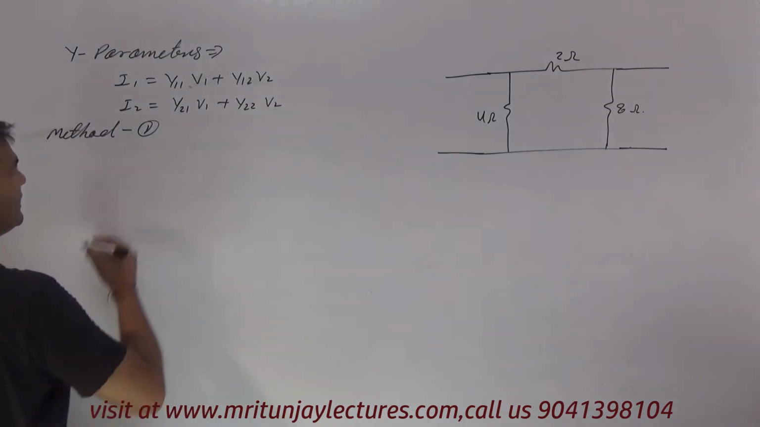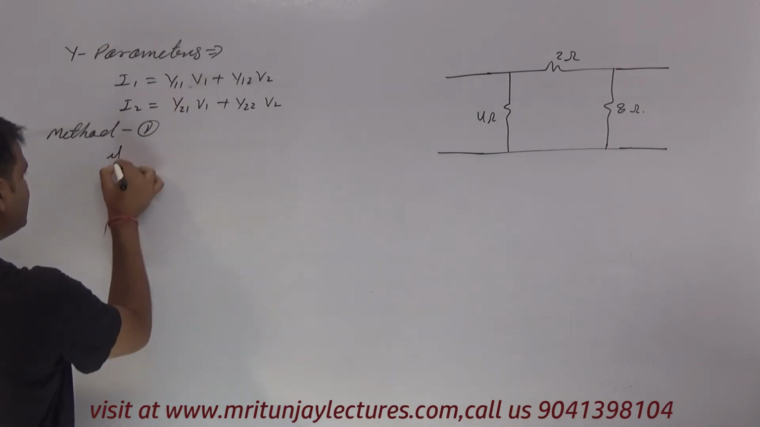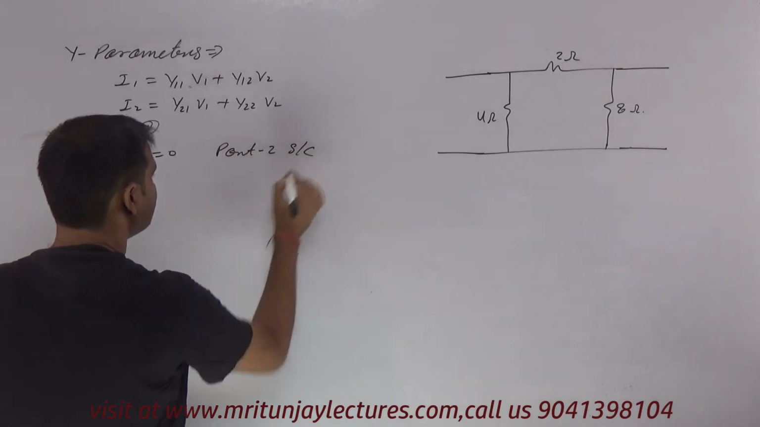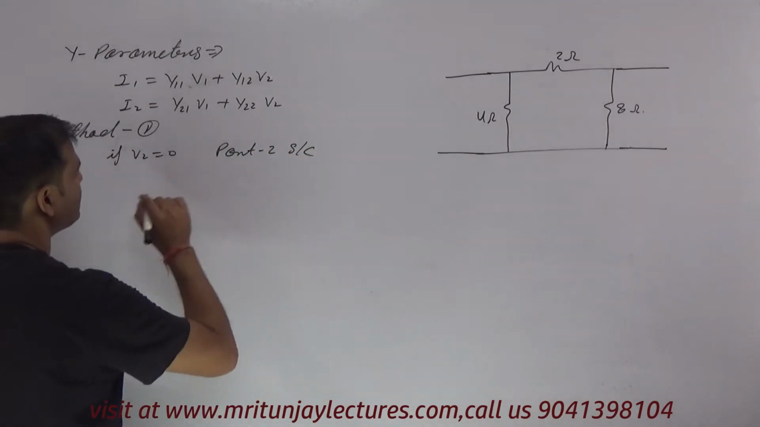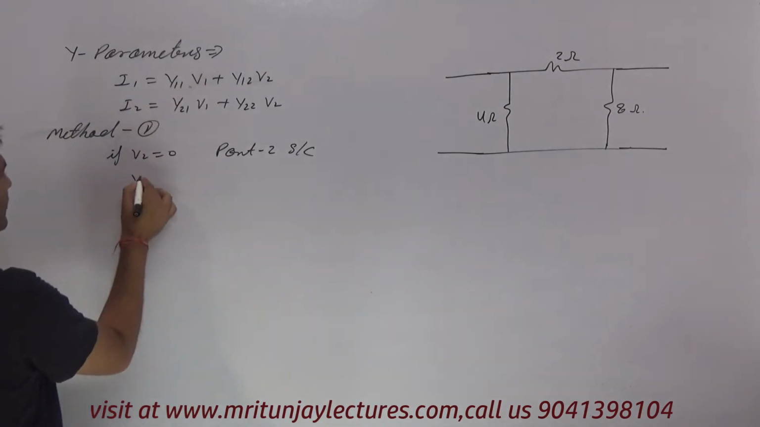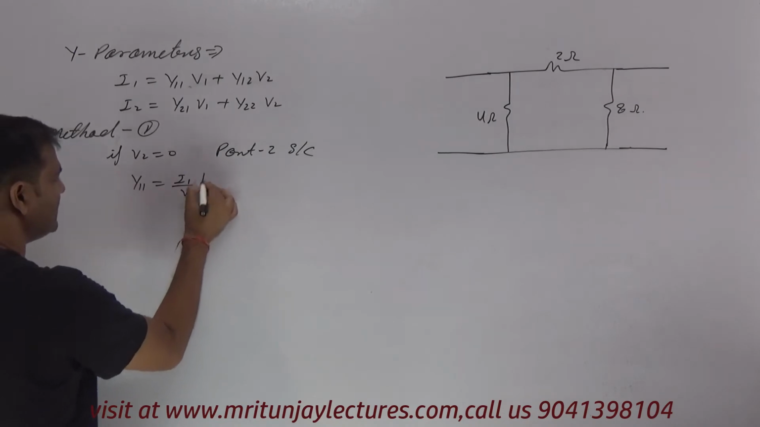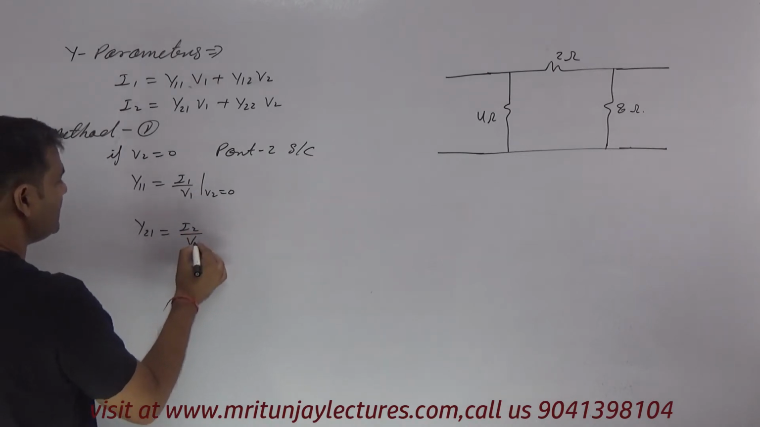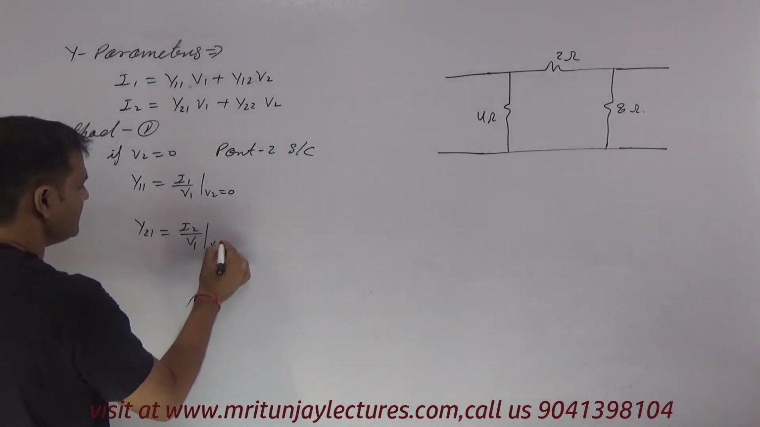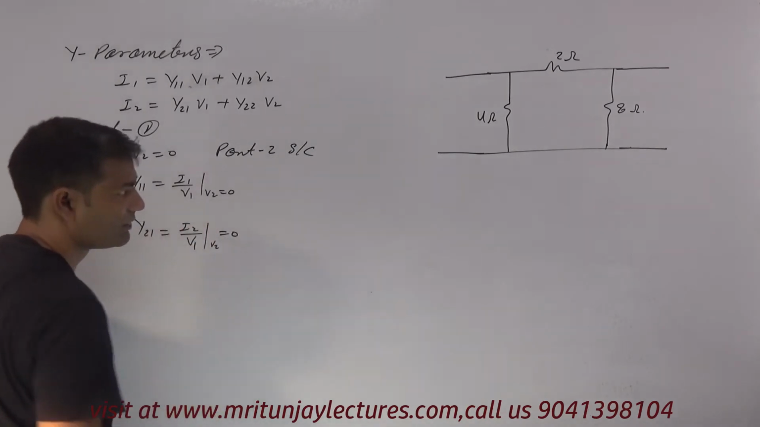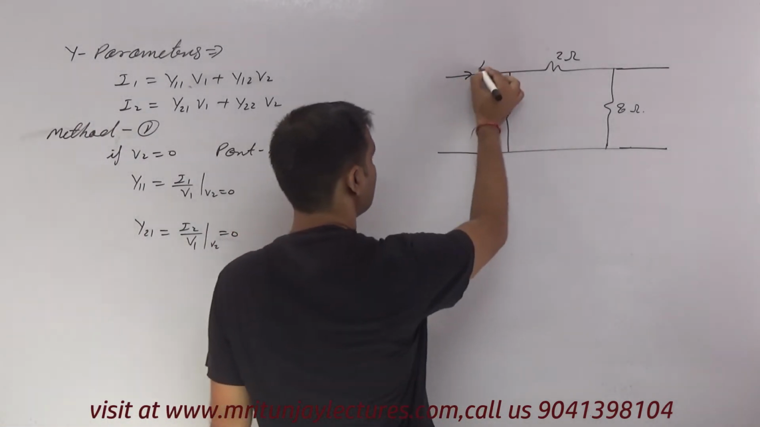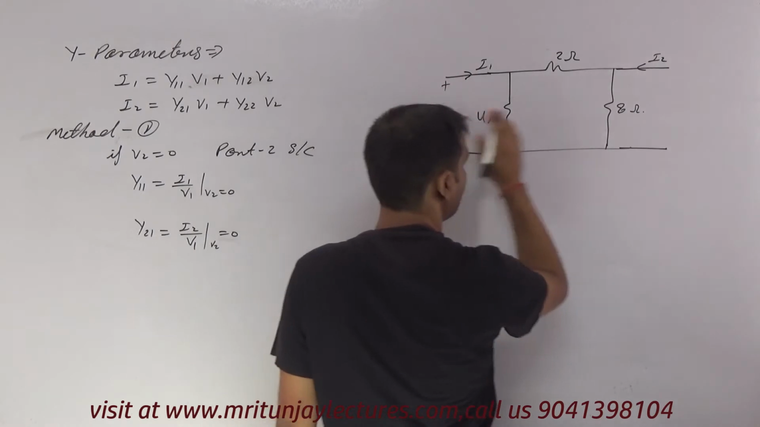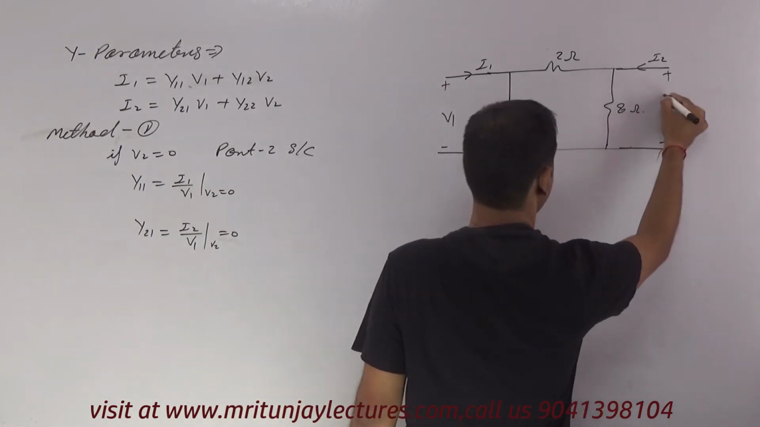How can we resolve? I know that if V2 equals 0, it means port 2 is short circuit. So Y11 equals I1 divided by V1 when V2 equals 0, and Y21 equals I2 divided by V1 when V2 equals 0. How can we determine? I know that here is I1, here is I2, this is port 1 and this is port 2. Very simple.